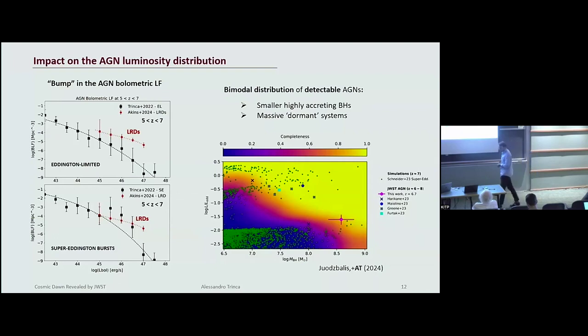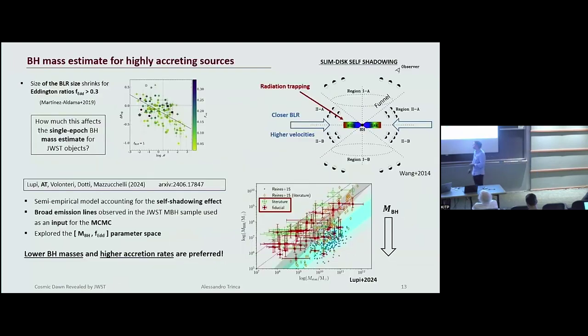And before concluding, let me just touch on an additional point, which is the fact that if we assume this system to be accreting at super-Eddington rates, there might be a systematic overestimation of their mass, relying on the standard single epoch method. This is because reverberation mapping campaigns showed that you have a dependency, basically, of the size of the broad line region on the Eddington ratio.